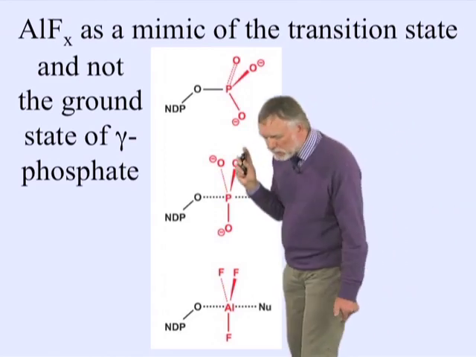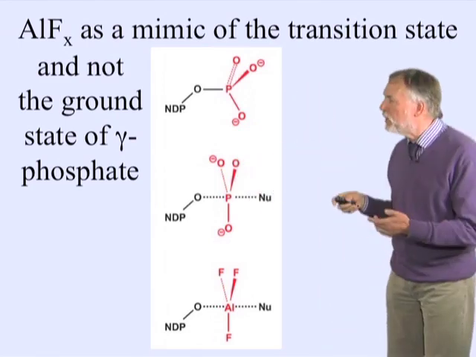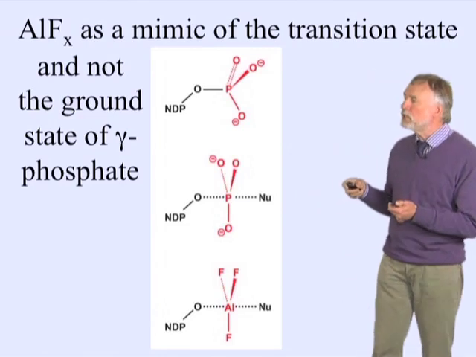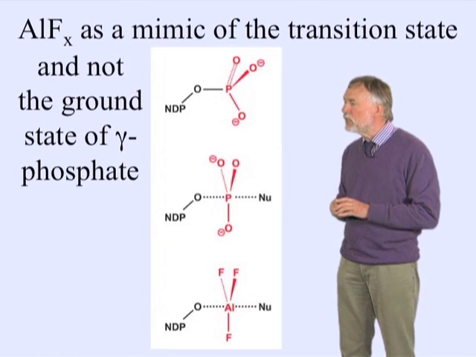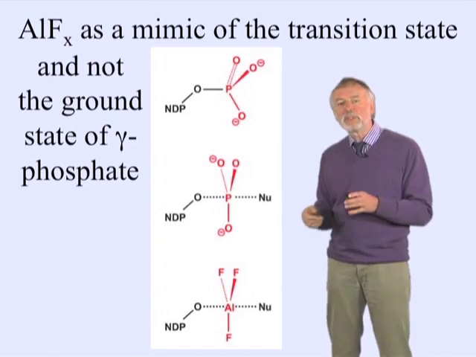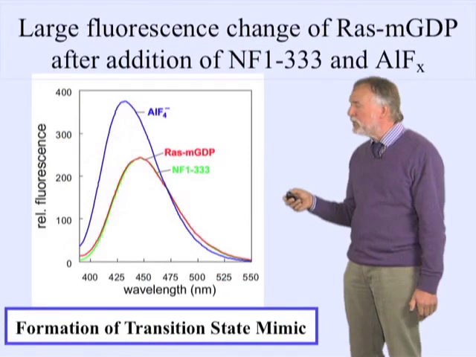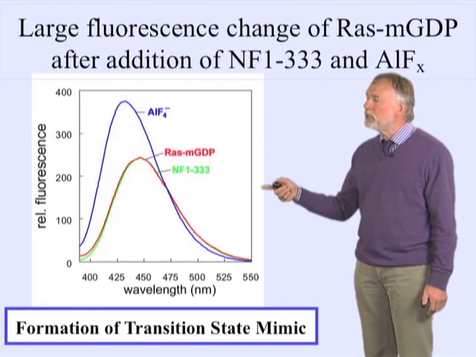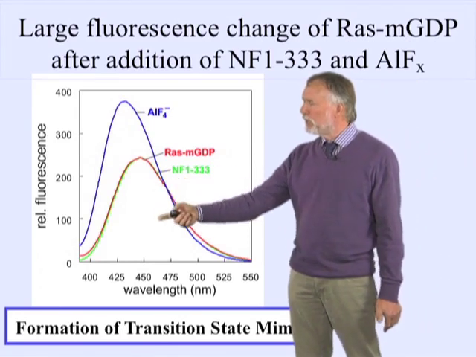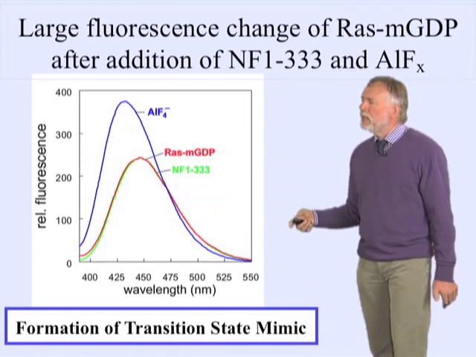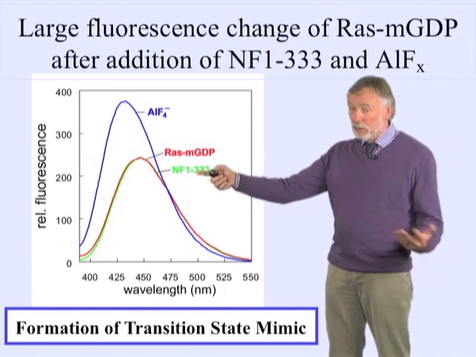The only problem was that while, for example, kinesin or myosin or many other phosphoryl transfer enzymes use aluminium fluoride as a mimic of the gamma phosphate in the transition state, Ras or Rho or all of these Ras-like proteins never showed that. Here you see that experiment. So you take Ras-mantGTP. It has a certain fluorescent emission spectrum with a maximum at around 440, and now you add the GAP NF1. There's no change whatsoever to the spectrum, so nothing happens.